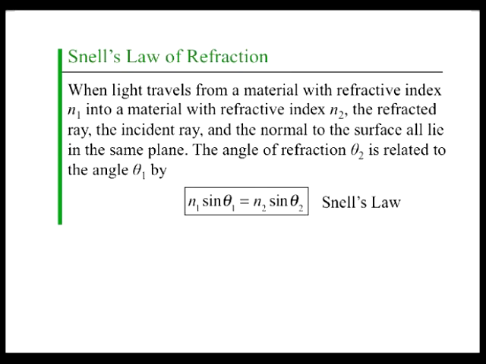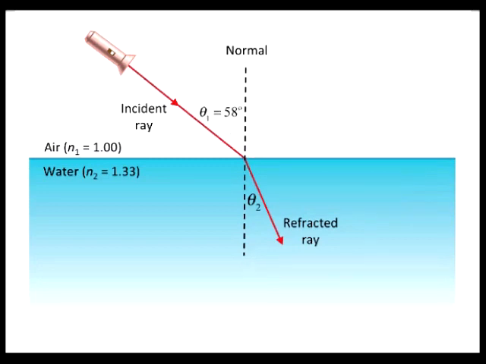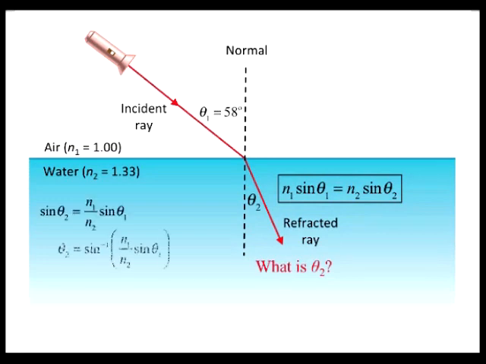As a quick example of its application, let's suppose that light impinges on the air-water surface at an angle of 58.0 degrees. What is the angle of the refracted ray, θ2? We start with Snell's law and solve it for θ2, giving θ2 equals sine inverse of n1 divided by n2 times sine of θ1, where n1 equals 1.00, the index of air, and n2 equals 1.33, the index of water. Plugging in the numbers, we find that the refracted angle θ2 equals 39.6 degrees.